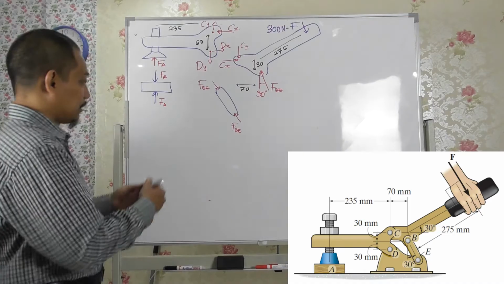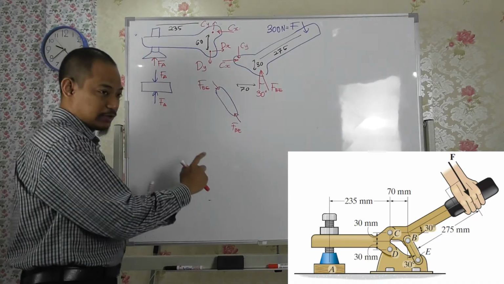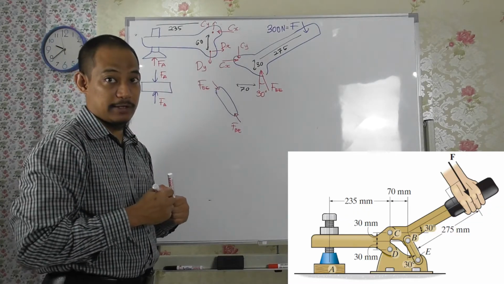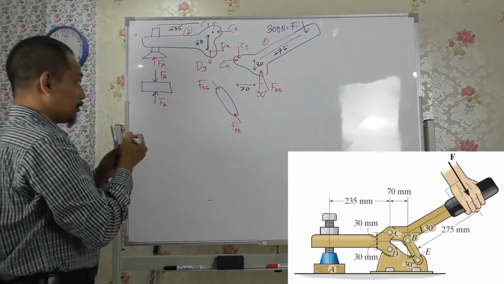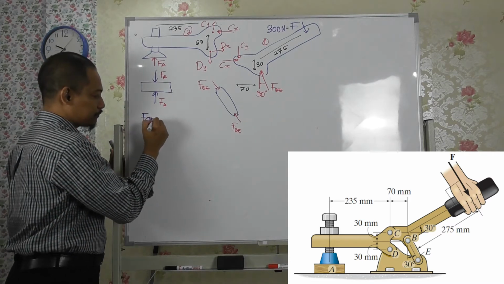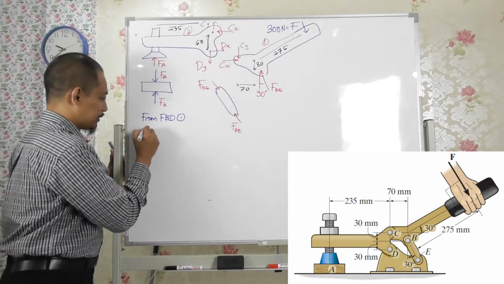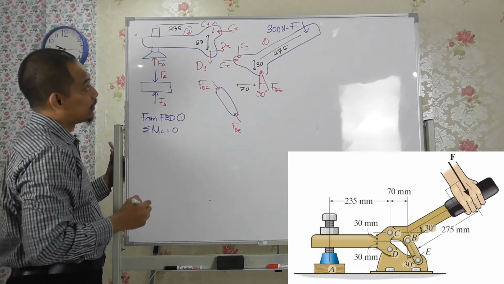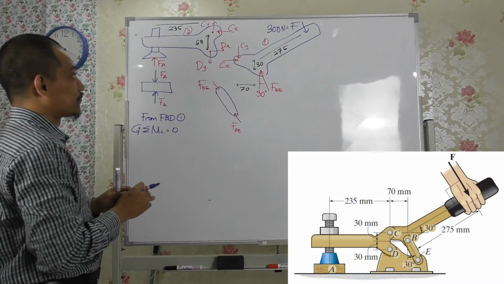Alright, so I have to label it properly so that when you draw the equation, you know which free body diagram it corresponds to, right? So let's say this is 1 and this is 2. From free body diagram 1, let's say I take the summation of moments about point C equal to 0, and let's consider counterclockwise as positive, right?